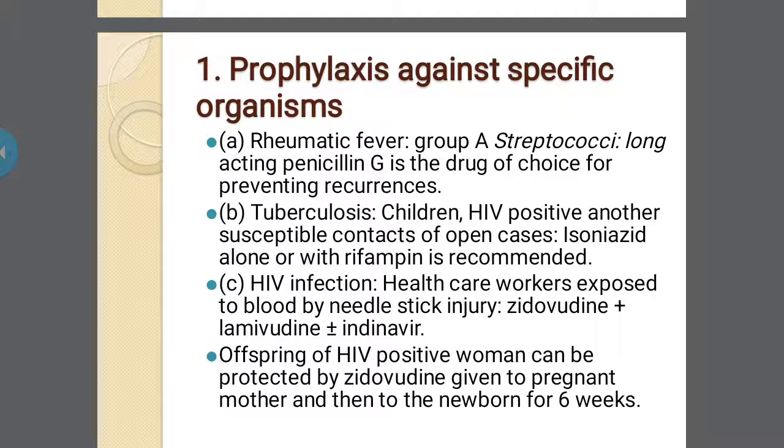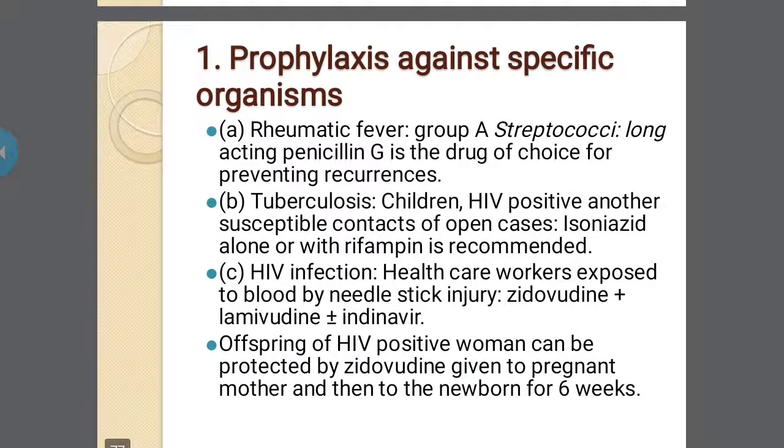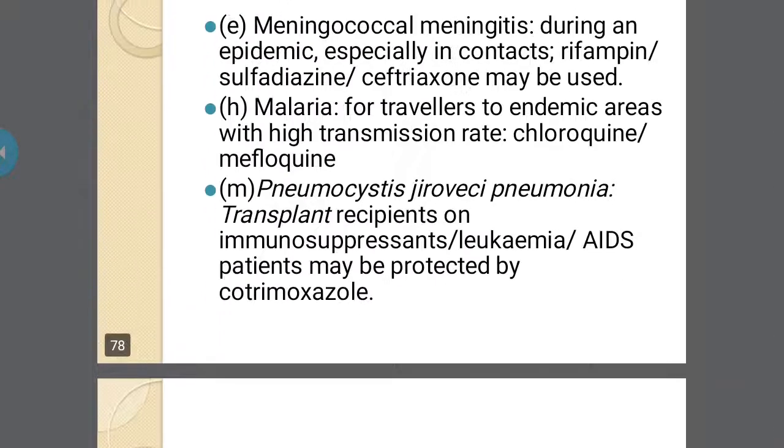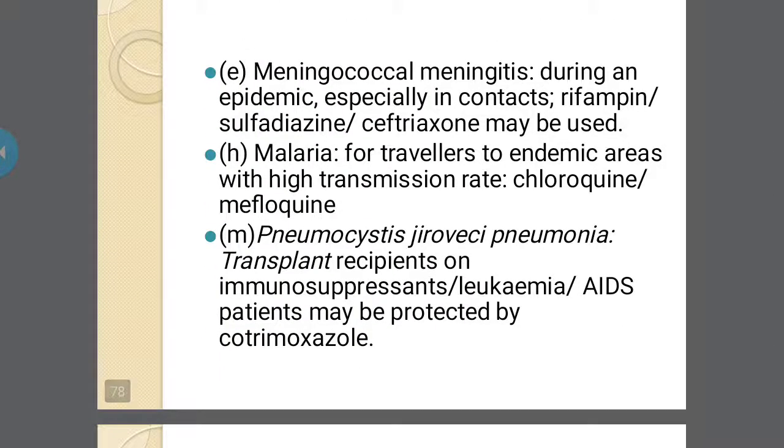Sometimes we have to give prophylaxis against tuberculosis, for children or HIV positive susceptible contacts of an open case. Isoniazid alone or maybe with rifampicin is recommended. For HIV infection, healthcare workers exposed to blood by needle stick injury often have to be given drugs, also called post-exposure prophylaxis, with zidovudine, lamivudine, indinavir. Offspring of HIV positive women can be protected by zidovudine given to the pregnant mother and then to the newborn for 6 weeks. But now zidovudine is not commonly used. We have to use nevirapine. So these are the examples of prophylaxis drugs.